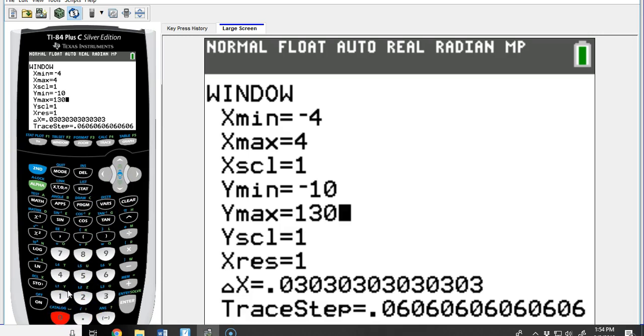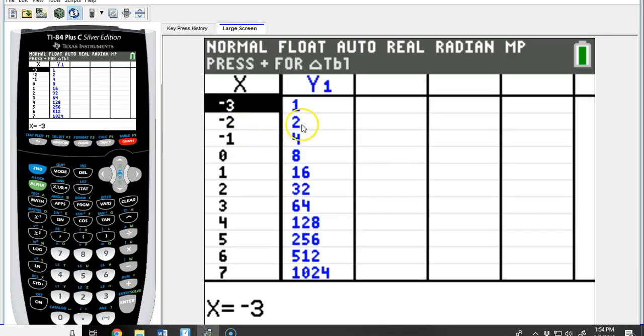Why 130? Well, let's look at our table for a second and see how this is growing. So we said we were going to go 8 and then double that to 16, double that to 32, double that to 64. By the time we get to an x value of 4, well then the y value is 128, which is just under 130. So I think a y max of 130 will accommodate up to this point here, (4, 128).